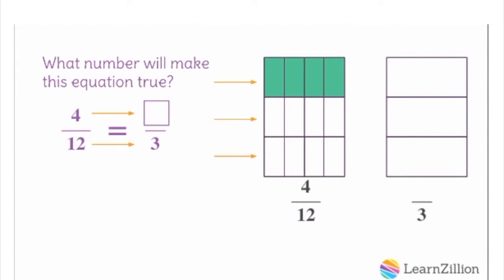4 of the thirds no longer represent the same area. We need to see how many thirds will represent the same area as the 12ths. 1, or the 1/3 piece, represents the same amount of space or area. So 1/3 is equivalent to 4/12.